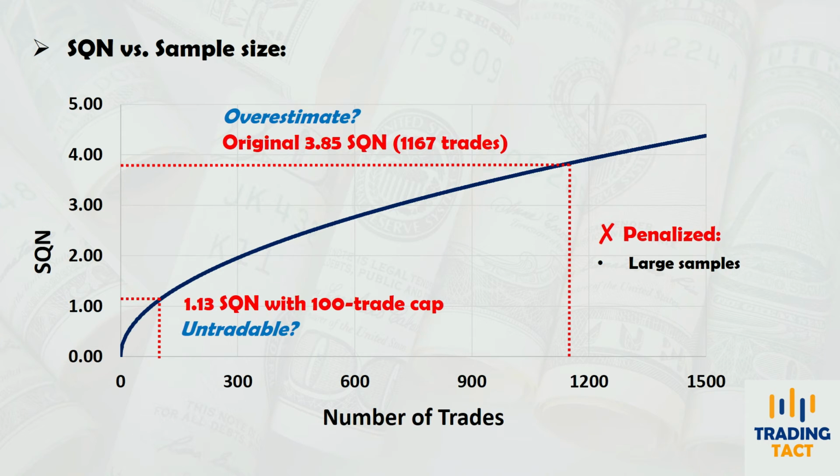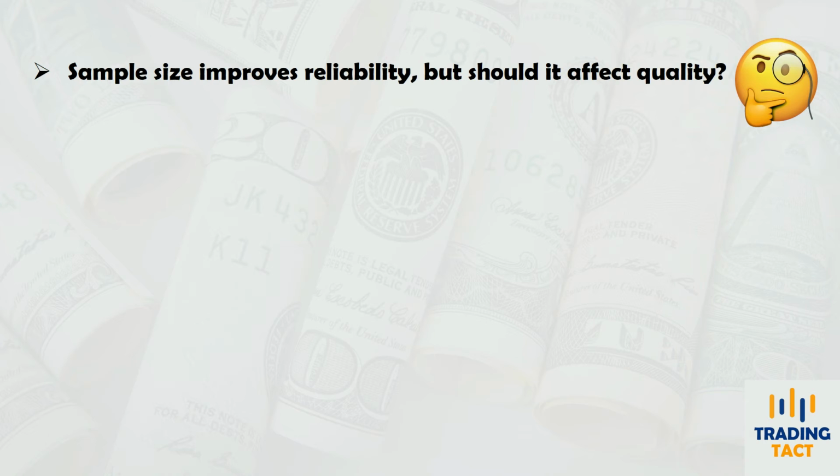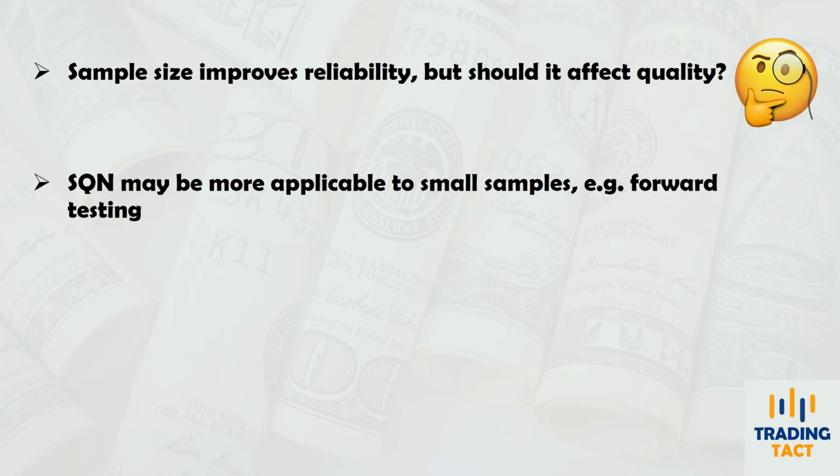In addition, capping your sample size will penalize systems that trade more frequently. Such systems are generally more efficient in making money, which is everybody's ultimate aim in trading. Personally, the large impact of sample size on the SQN lowers its credibility. A system's quality should not be affected by sample size. You are testing the same system after all. A large sample size only serves to make your metrics more reliable. It makes more sense to apply the SQN when doing manual backtesting or forward testing, where sample sizes are generally well below 100.